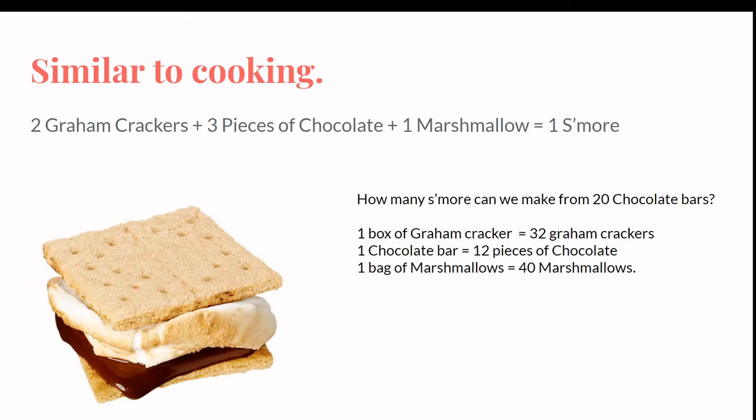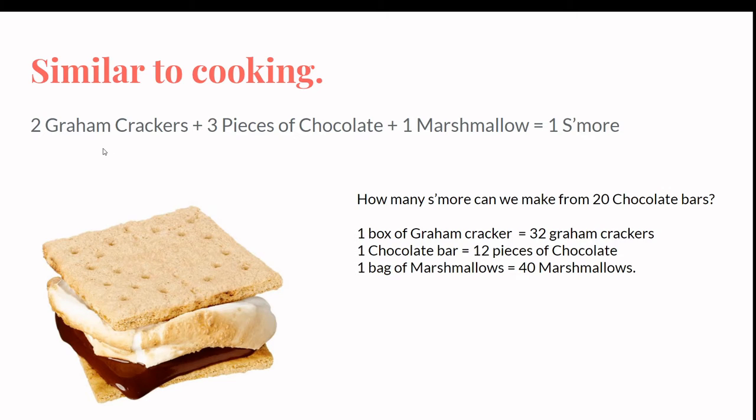So, how many s'mores can we make from 20 chocolate bars, okay? Now we have a different problem. What I've done now to help us out a little bit is give us our conversion factors, and our conversion factors are how you can buy these different things at the store. So when you go to a store, you cannot buy 2 graham crackers. There is no store that will allow you to buy just 2 graham crackers.